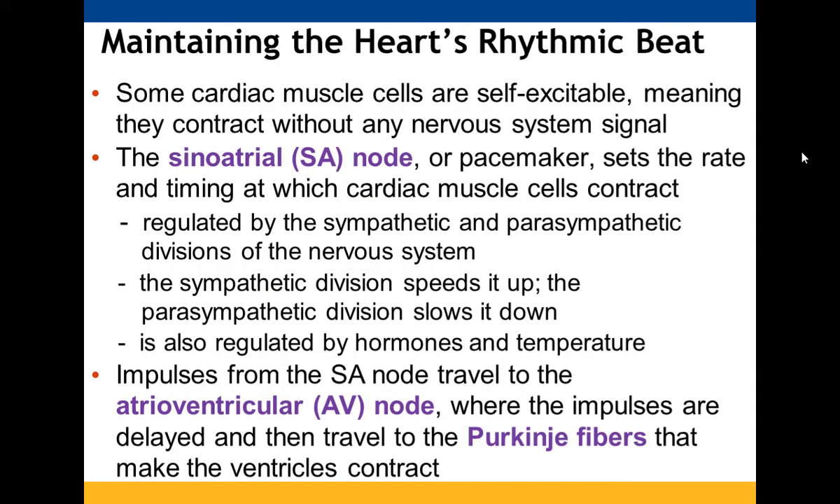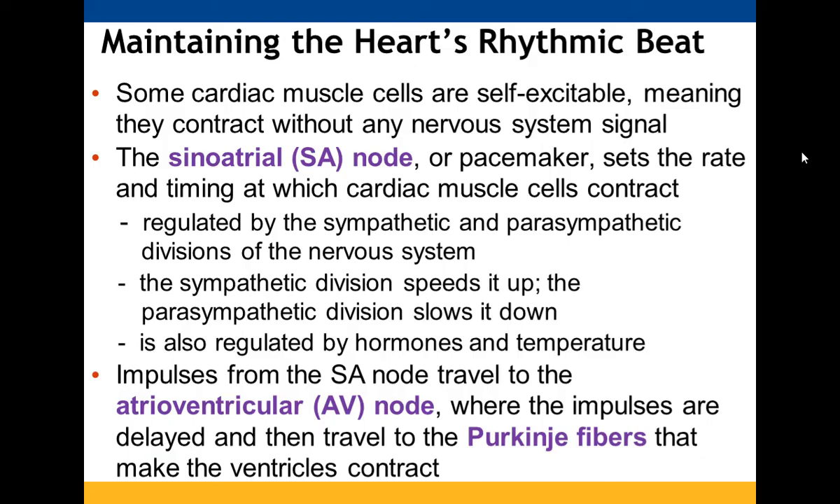Why a heart can beat without blood moving into it has to do with your pacemaker, your sinoatrial node. This is able to be excited by itself. It does not require any nervous system signal to make it work. And this determines basically when those cardiac muscles are going to contract. So this is what gets things started. Again, it's regulated by both your sympathetic and parasympathetic nervous system. We'll talk about those in another chapter.